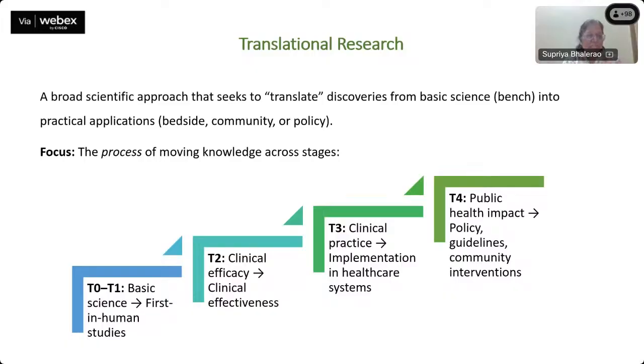T0 or T1 is basic science. This is first in human studies. You do well systematic studies. T2, the next stage, is clinical efficacy. And from there, we have to move to clinical effectiveness. Now, these two words, efficacy and effectiveness, are different, and you must have learned that in your research syllabus. T3 is taking this to clinical practice and implementation in healthcare systems. And lastly, as we have seen, public health impact. So it can be achieved only through policy guidelines and community interventions.